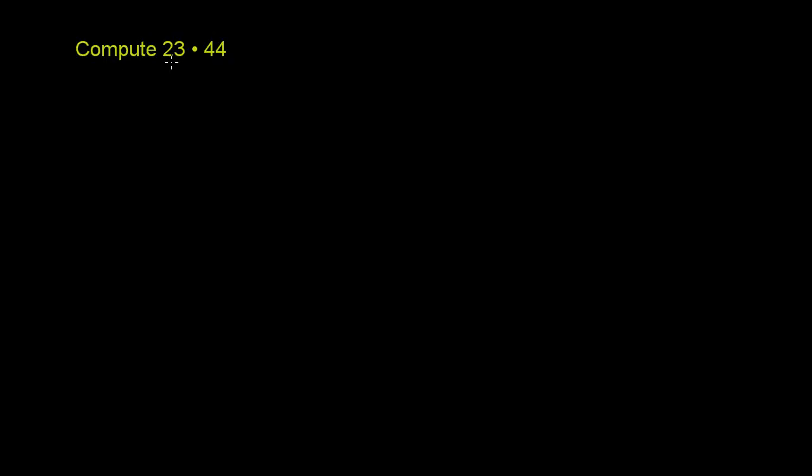Compute 23 times 44. And maybe the hardest part of this problem, or maybe the first hard part, is to recognize that that dot even means multiplication. This could have also been written as 23 times 44. Or they could have written it as 23 in parentheses times 44. So you just put the two parentheses next to each other. That also implies multiplication. So now that we know we're multiplying, let's actually do the problem.